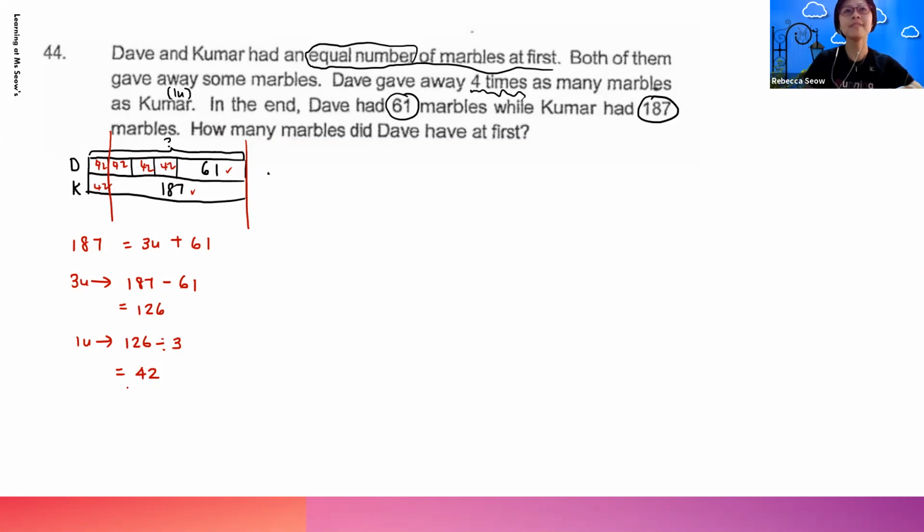How many marbles did Dave have at first? I think you can find the answer right away already, right? So Dave has got 4 units and 61. So we have 4 units multiplied by 42, and you can add 61 to it. So let's try to work this one out first. 4 times 42, we'll get 168, plus 61, and that will give us 229.